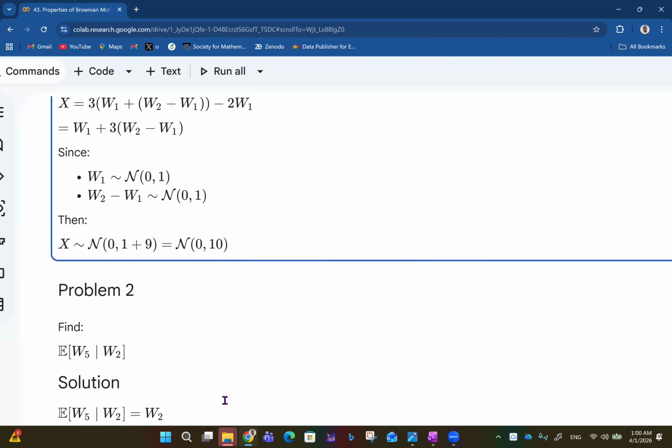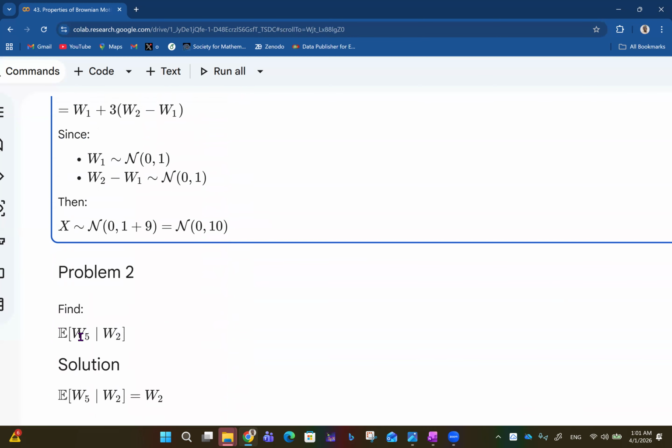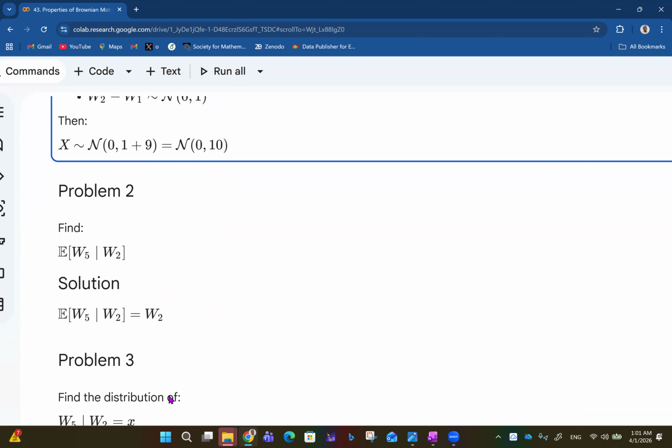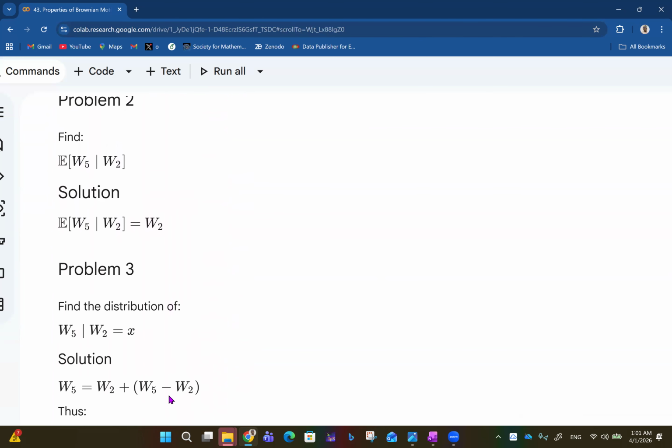So we go for problem 2. For problem two now, we want to find the expected value of W5 given W2. The solution would usually be the expected value of W5 given W2 is W2 like that. And so that just goes very easily.